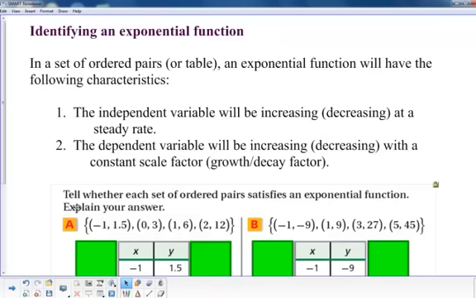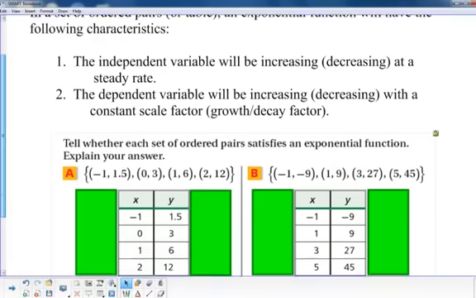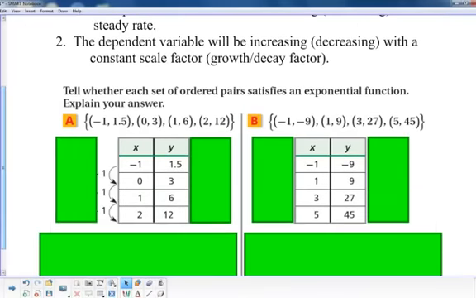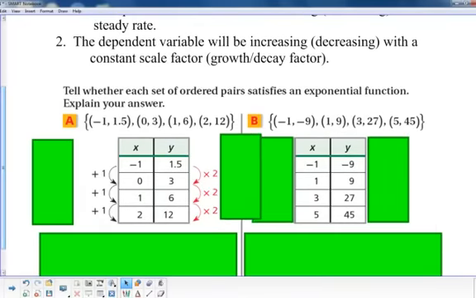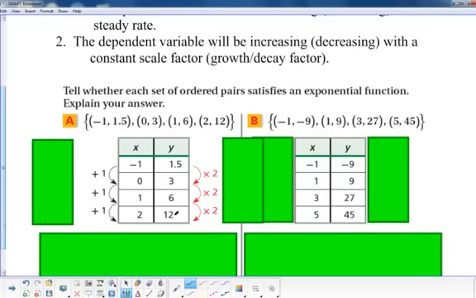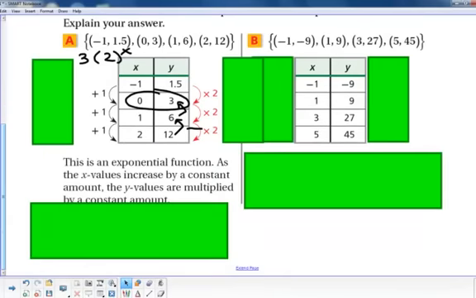Alright, so exponents have a constant multiple. So if you see as we go up by 1, in this case we're constantly multiplying by 2. And again, you can test that by doing 12 divided by 6, that gives you 2. 6 divided by 3, that gives you 2. So this is exponential. We could write our equation. It would be 3, because that's our starting amount, times 2 to the x. That's what this is right here.